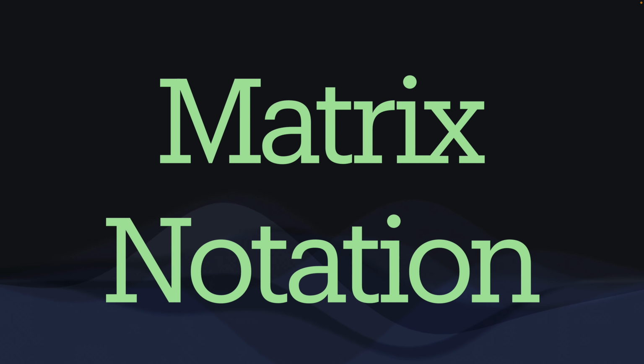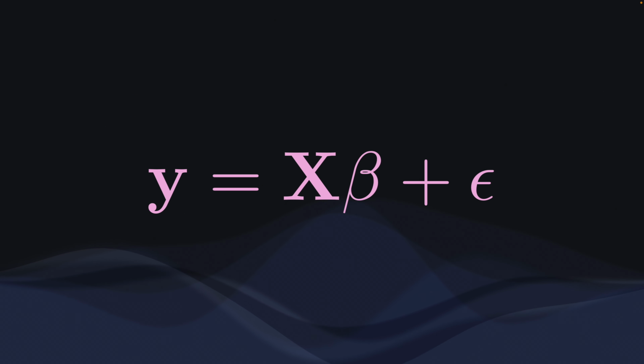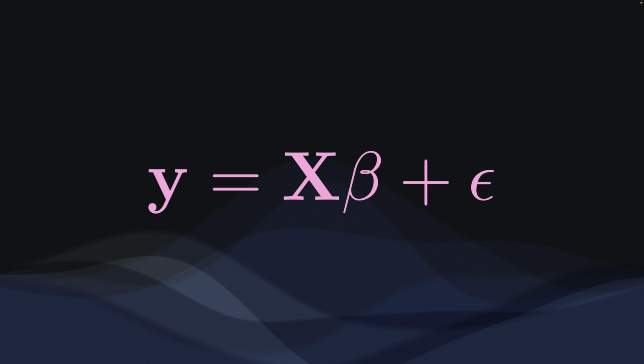Before we dive into the code, let's review the matrix notation for the panel data model. This notation is useful to understand what the code is doing behind the scenes. The model can be rewritten in matrix form as y equals X beta plus epsilon, where y is a vector of the dependent variable, the y_it, X is a matrix of the independent variables, beta is the vector of coefficients, and epsilon is a vector of errors.